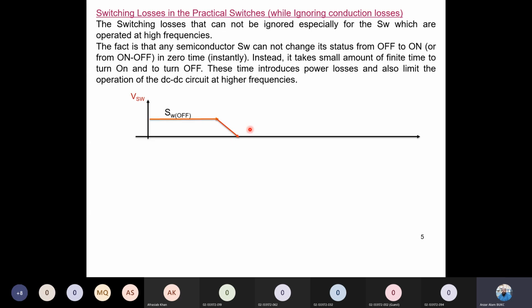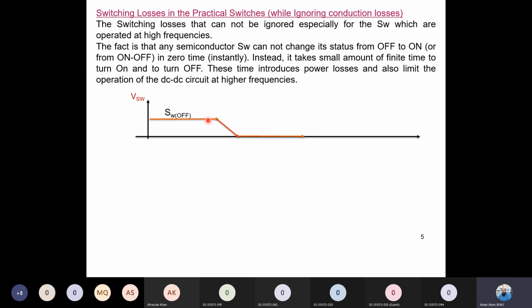Probably I have exaggerated this time, because normally this time is very small. Normally this time is in milliseconds, sorry, microseconds. If I drew a microsecond, probably I would not be able to show you this small amount of time. So this is just an exaggeration in order to clarify that there is a time delay, and you can see this time delay.